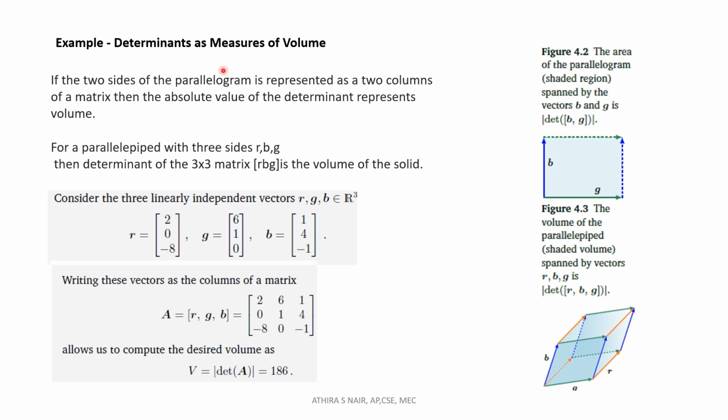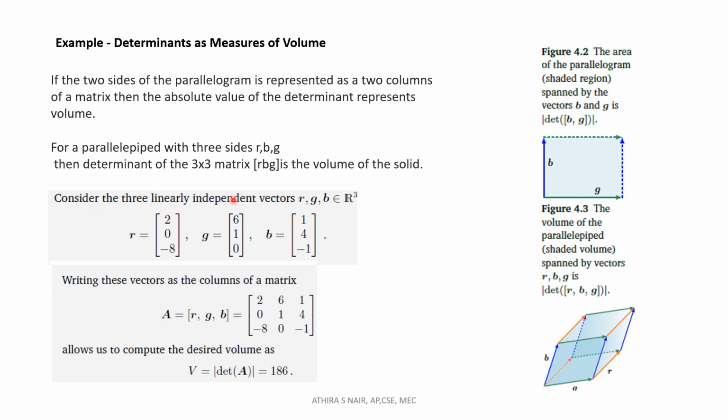That is, determinants can be used to measure the volume. If the two sides of a parallelogram are represented as two columns of a matrix, then the absolute value of the determinant represents its area. Similarly, for a parallelepiped with three sides R, G, B, the determinant of the 3 by 3 matrix of R, G, B sides is the volume of the solid. We will see an example.